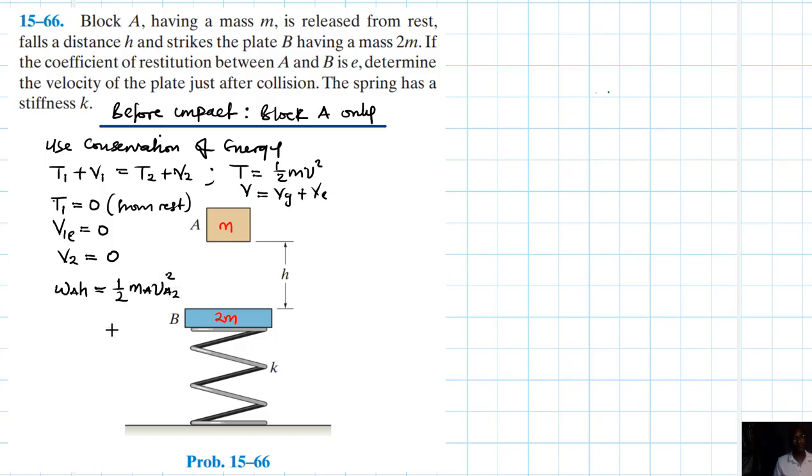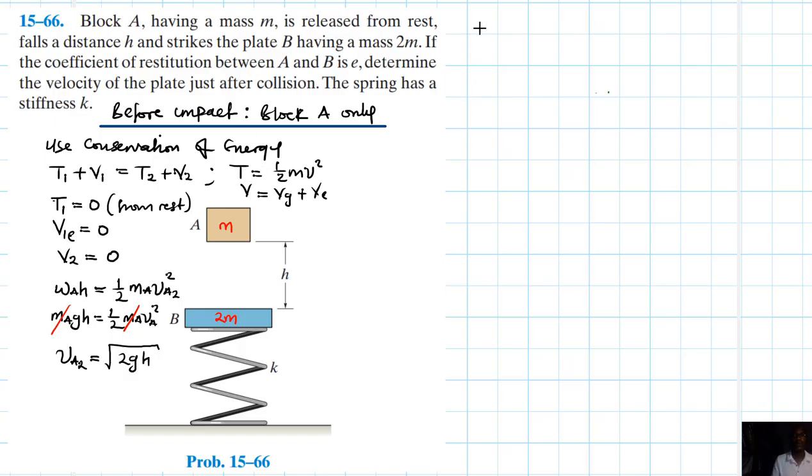So rewriting this, we will have m_A g h equal to half m_A v_A squared. So we can get rid of this, and then we'll have our v_A2, which is going to be equal to the square root of 2gh. So this is the velocity before impact.